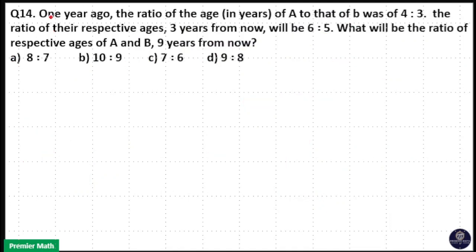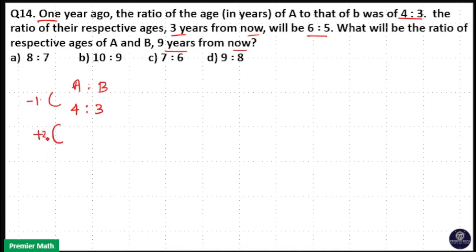Next is question number 14. 1 year ago, the ratio of age of A to that of B was 4:3. The ratio of their respective ages 3 years from now will be 6:5. What will be the ratio of respective ages of A and B 9 years from now? So we have A and B here. 1 year ago, the ratio of their ages was 4:3.